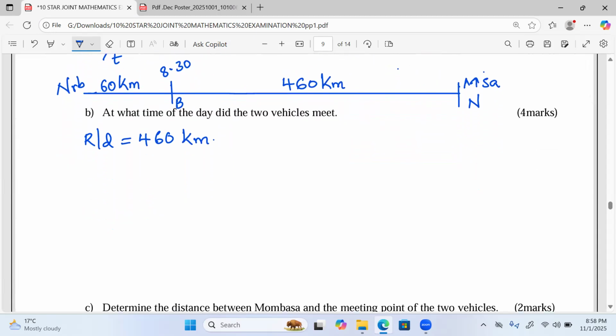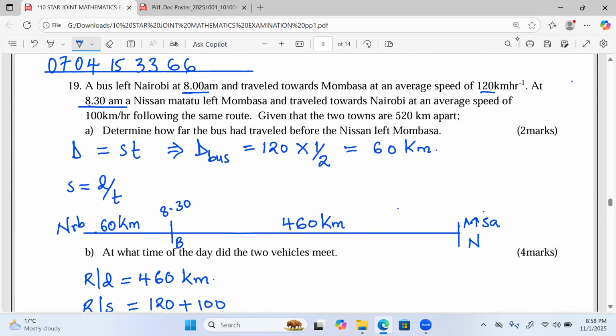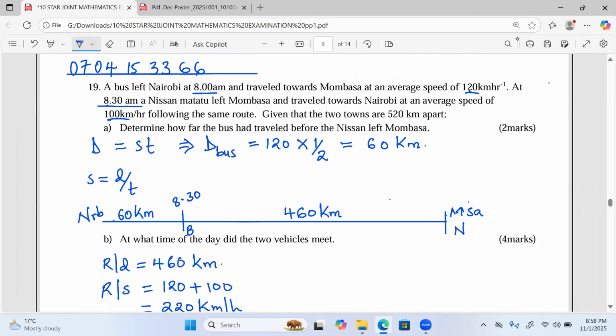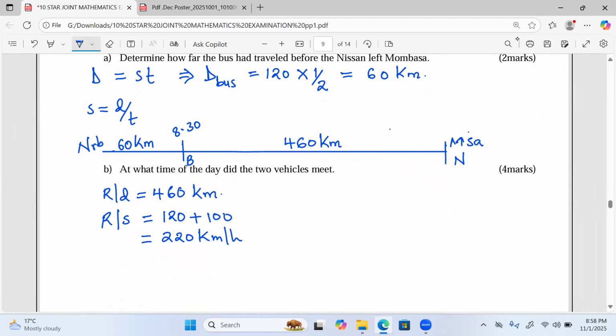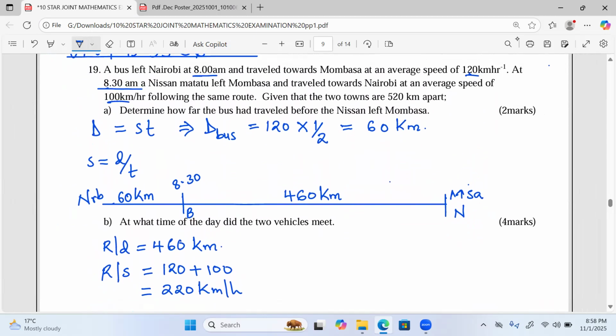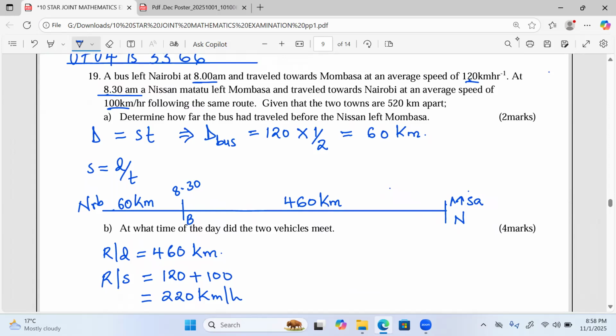Now, there is what we call approaching speed. They are approaching one another at a common speed, relative speed, which shall be given by 120. Then we add the second vehicle, which began at a speed of 100. And when we add 120 plus 100, we get 220 kilometers per hour. Let's confirm. We are having 120, the other one is starting at 100. So this common distance now between the two vehicles is being covered jointly at a speed of 220, because the bus is coming, trying to cover it. The other vehicle, the Nissan Matatu, is also covering the same for them to meet somewhere.